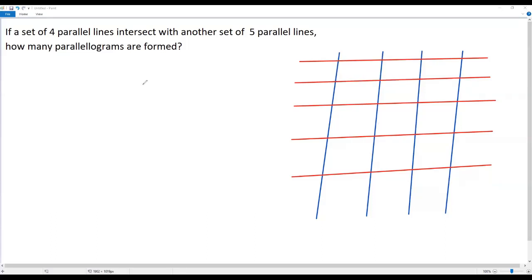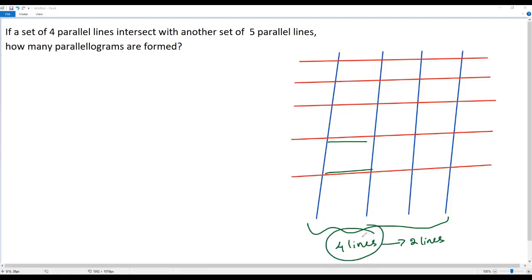So is it possible to count it manually? Is it possible to draw like what I've done so far? Oh, that's a little difficult. So we have to use some applications in mathematics to answer this question. So for that, I'm going to consider the first set of 4 parallel lines in blue color. If I want to get a parallelogram, how many of these 4 lines do I need? I need 2 out of these 4 lines to form a parallelogram. So here and here.